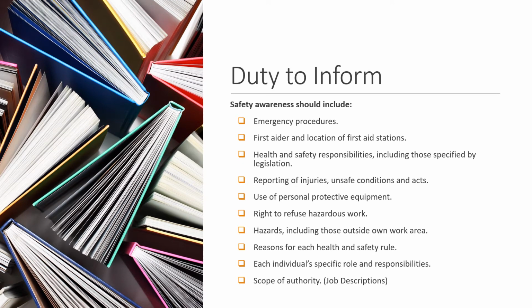Here are a few areas of information that employers need to inform their employees. The emergency procedures, who the first aider is, and the location of first aid stations. What the health and safety responsibilities are for an employee, as well as those that are included in specific legislation. How to report injuries, unsafe conditions, and unsafe acts. How to use personal protective equipment.